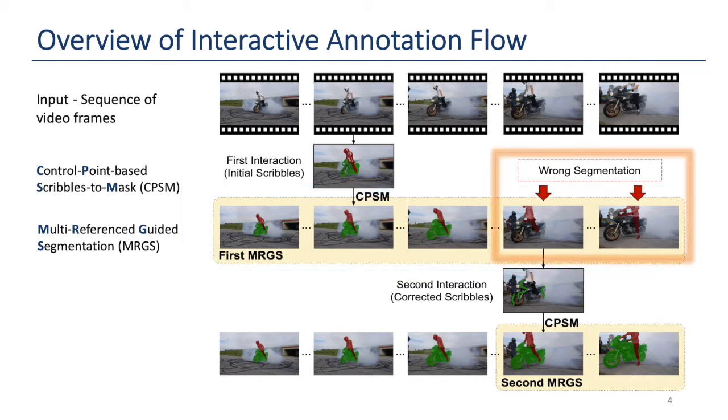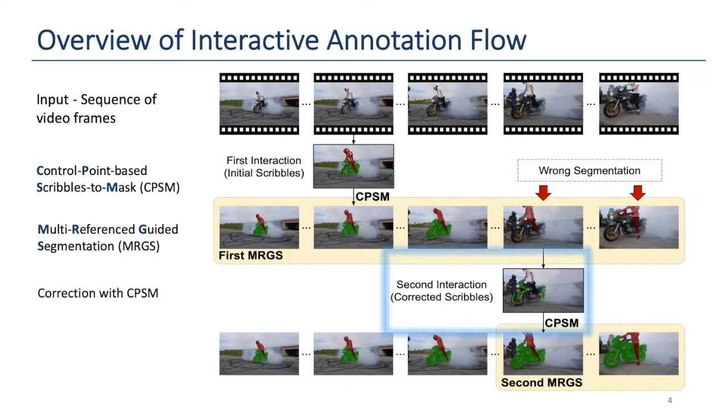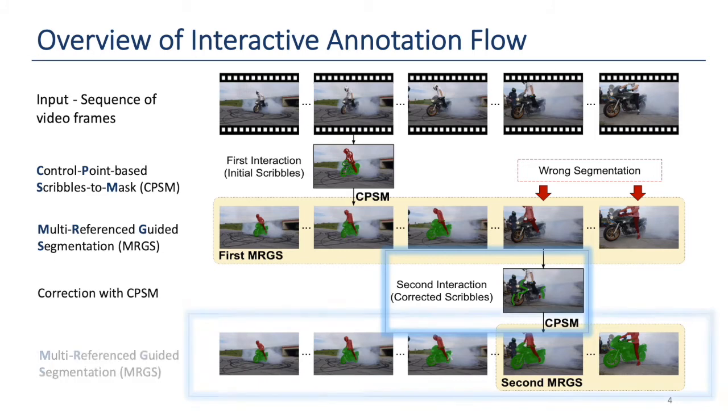Of course, we can see that in some cases, it is wrongly segmented. This can be because this frame may be significantly different from the initial frame. So we want to correct that by using the CPSM again. The user can correct by redrawing the scribbles. These scribbles will then be fed to the second module again to create the new mask for some specific frames.